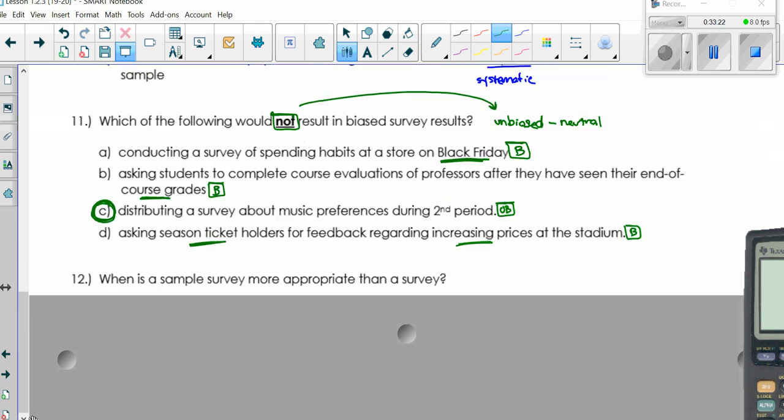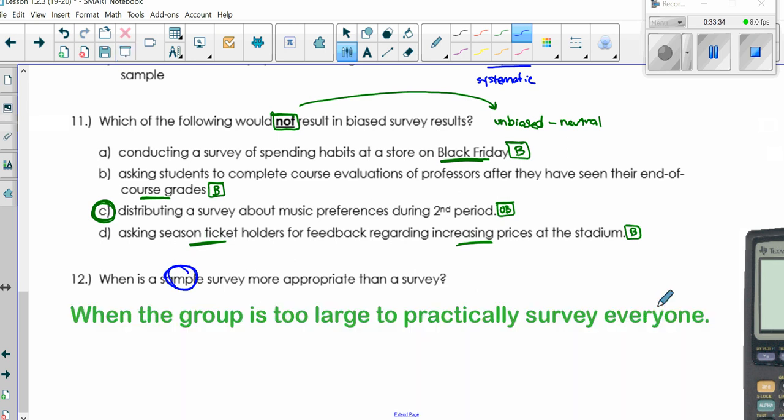Number 12 says, when is a sample survey more appropriate than a survey? So just getting at this idea of sample survey versus a regular survey, this would be the answer: when the group is too large to practically survey everybody.